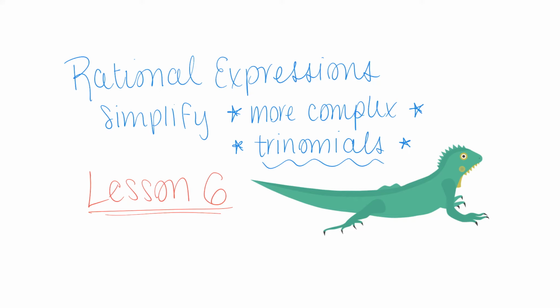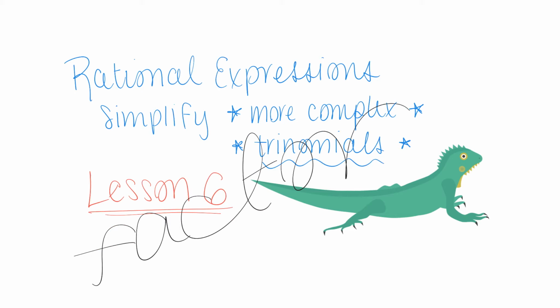All right, in this lesson, lesson 6, we are going to look at rational expressions, and we're going to keep simplifying them. But this time, we're going to throw a wrench in. We're going to look at stuff that's a little more complex, and most of them will have trinomials. And what happens when we've got a trinomial? It means we're going to do our favorite thing on the whole planet. We're going to factor. I know you love that.